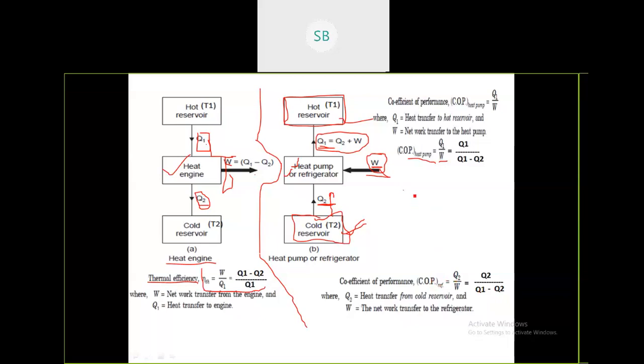This is the COP of a refrigerator. Again, COP of a heat pump is Q1 upon W, and COP of a refrigerator is Q2 upon W. You should know that COP of a heat pump varies from 1 to infinity, and COP of a refrigerator varies from 0 to infinity. To achieve infinite COP, we require a very small temperature difference between the two reservoirs. So these are the formulas for any type of refrigerator, heat pump or heat engine.